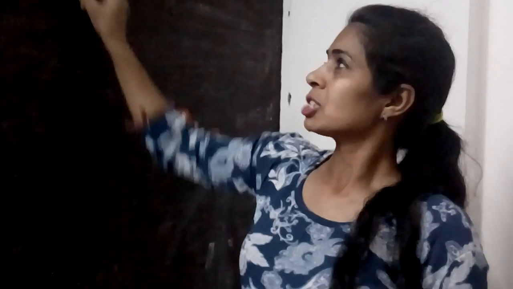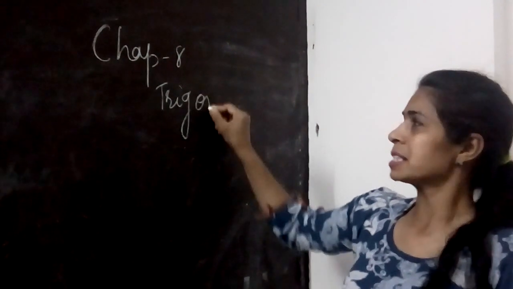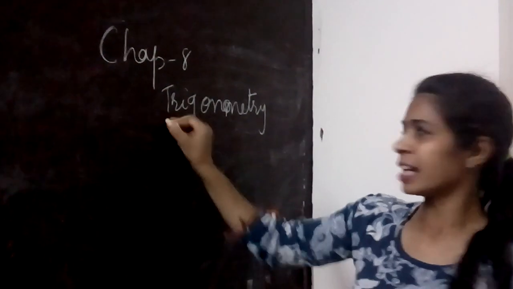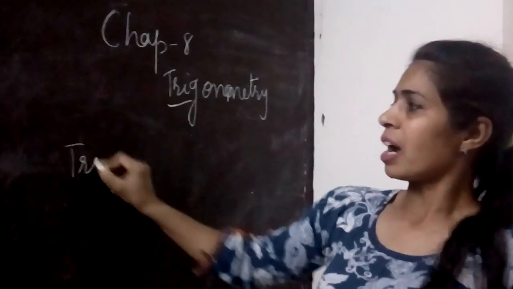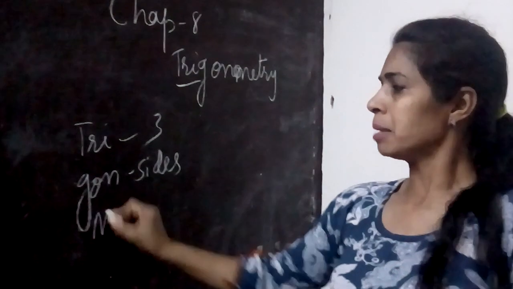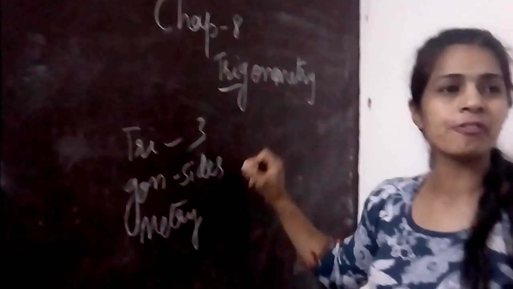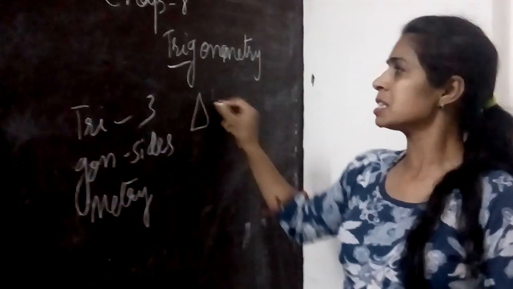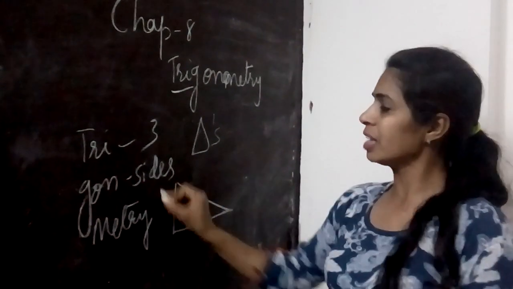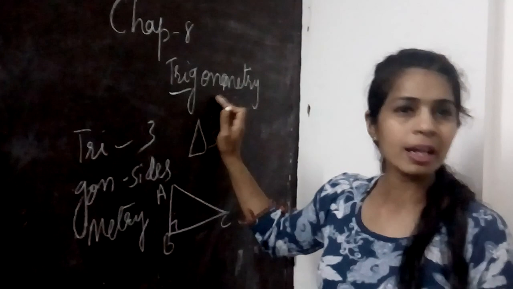Today's topic is chapter 8 of NCERT trigonometry. As the name itself suggests, we are going to study triangles. How come? See, tri means 3, gon means sides in mathematics and metry means calculations. So we are going to study three-sided figures, that is triangles, in this topic. Specifically, we will be talking about only right-angled triangles related to the trigonometric ratios.